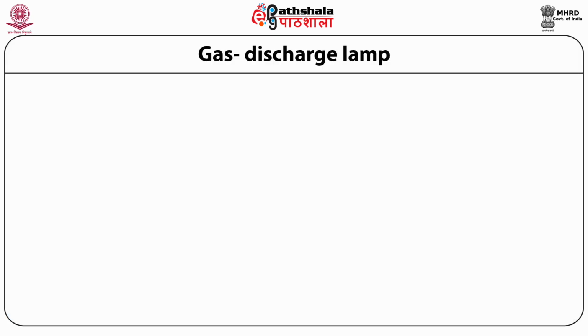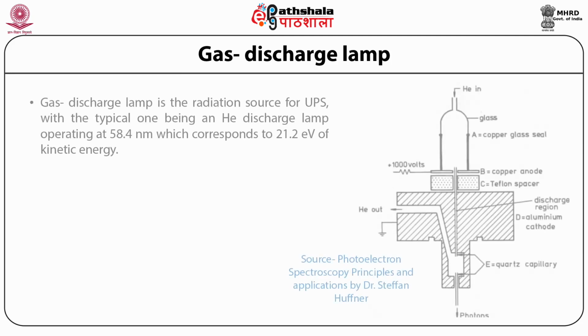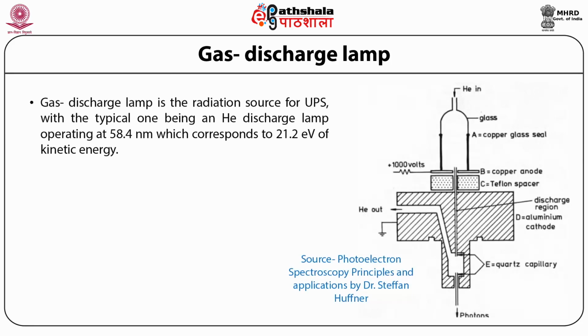The gas discharge lamp. Out of all the sources, we will discuss gas discharge lamps in brief. As shown in the slide, the gas discharge lamp is the radiation source for UPS, with the typical one being the helium discharge lamp operating at 58.4 nanometer, corresponding to 21.2 electron volt of kinetic energy.